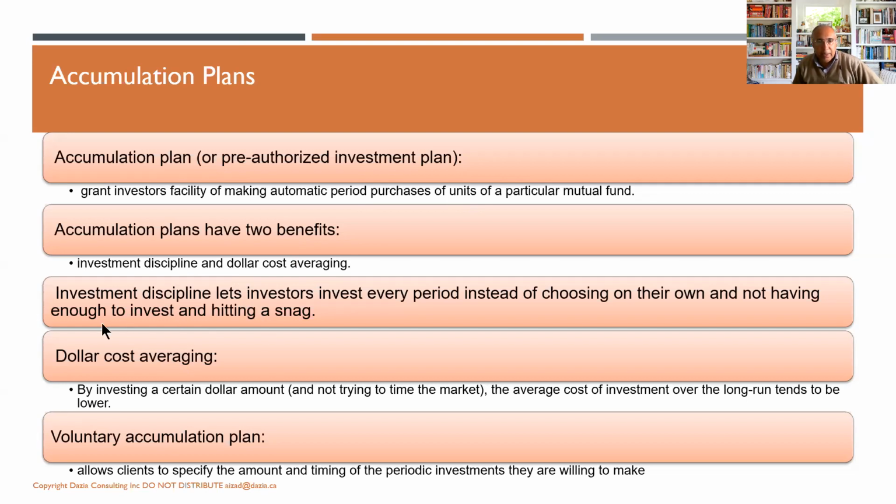This is basically better. Of course, there's discipline and regular savings. Dollar cost averaging means investing a certain dollar amount regularly, not trying to time the market. Sometimes people say, oh, now it's going up, now it's too expensive.